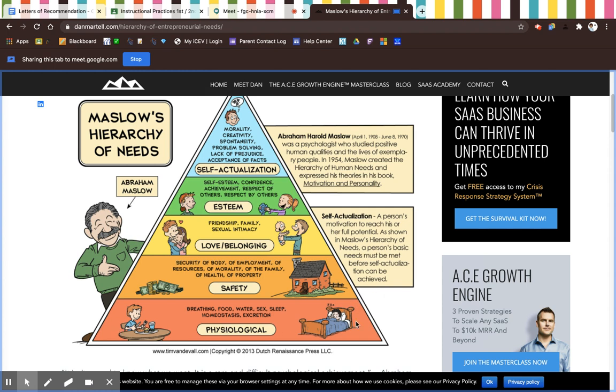And so he said the most basic needs that we have are physiological. We need to breathe, we need food, we need water, sex, sleep, homeostasis, and excretion. Now, obviously, these are things that we need in varying amounts at varying points in our life. But if I have a student who is growing up in poverty, who does not have access to food and water, school becomes far less important.